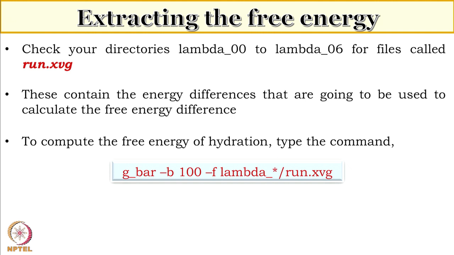So is that contained in that log file? That is a different output option. Once you type g_bar -h, it will give you a number of options for your output file, whatever output file you want to have. Suppose I want dH by d lambda at every step, there is an option to see that. And you can also plot that dH by d lambda as a function of lambda.